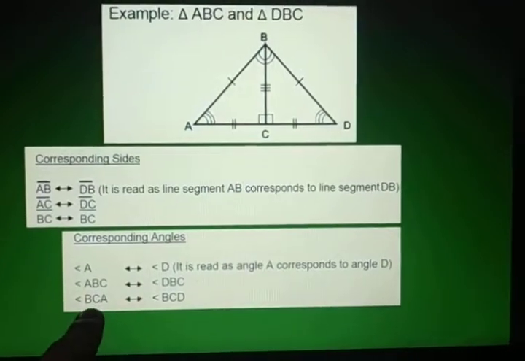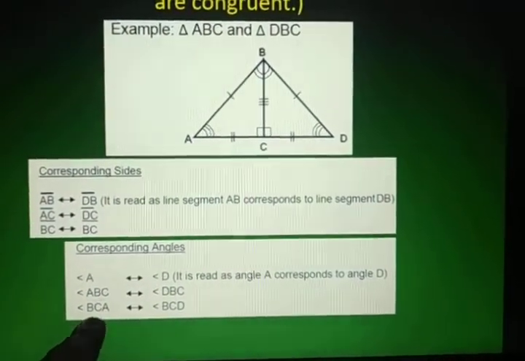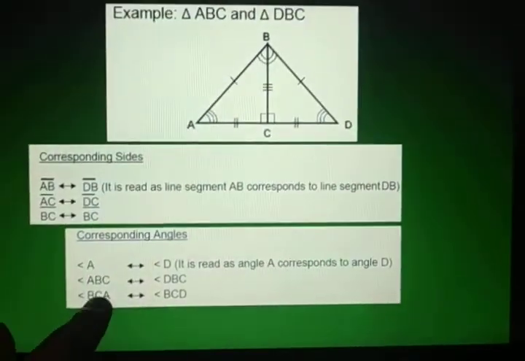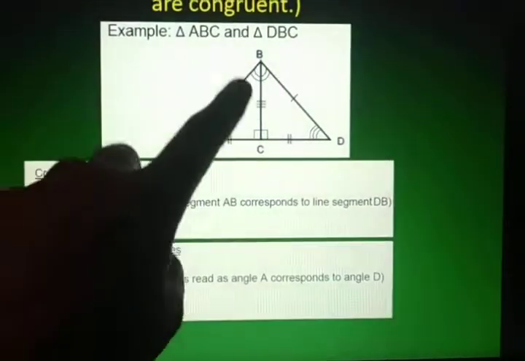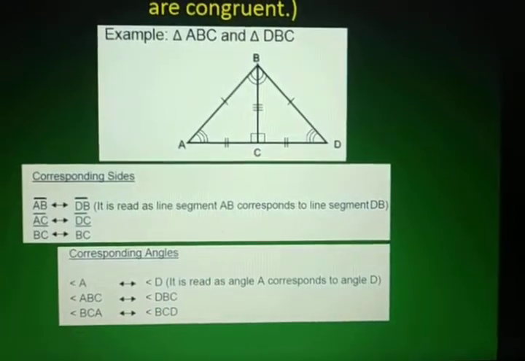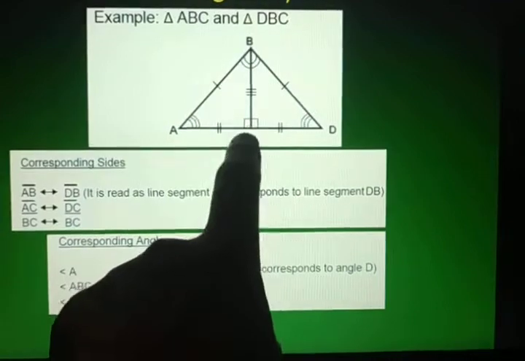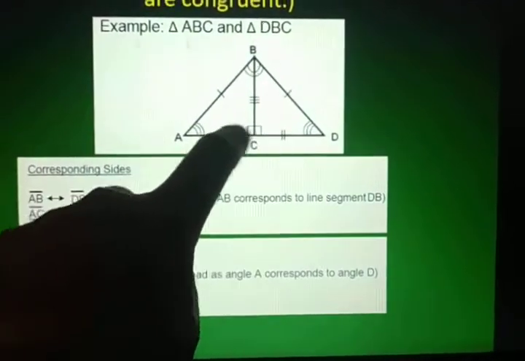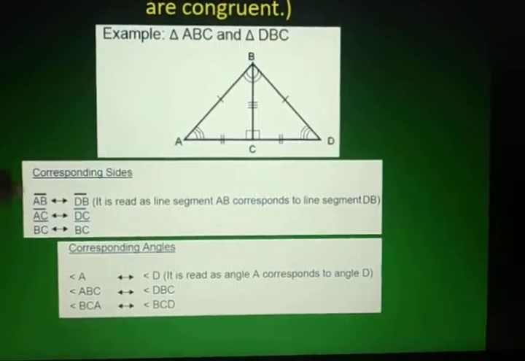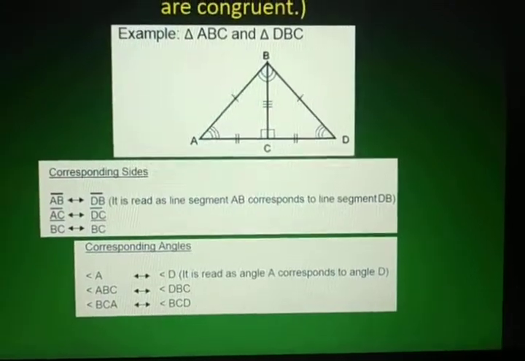And the last, angle BCA corresponds to angle BCD. For the first triangle, that's BCA, which means C is in the middle. We are concentrating on this angle, and it corresponds with angle BCD. Here it is, BCD. If you notice, both angles have a square, which means both are 90 degrees. They are the pair. So, check with corresponding sides. Check with corresponding angles. The last is the vertices or vertex.